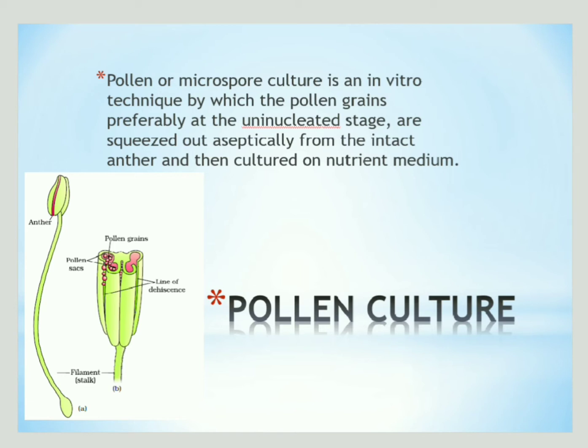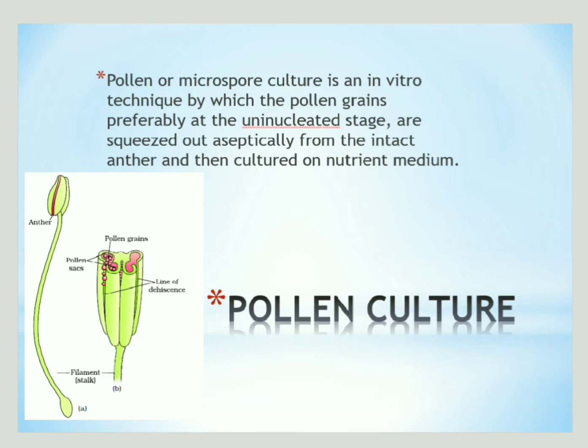Then these pollen are present inside the anther in the pollen sacs. This anther is a part of a stamen, which is a male part of a flower, and this anther is a bilobed structure. Microspore culture is an in vitro technique by which the pollen grains at the uninucleated stage, where a single nucleus is present, are squeezed out and separated aseptically, without any infection, from the anther and then cultured on the nutrient medium.